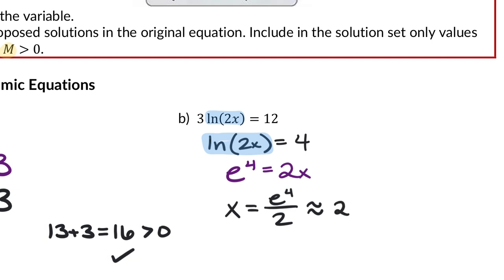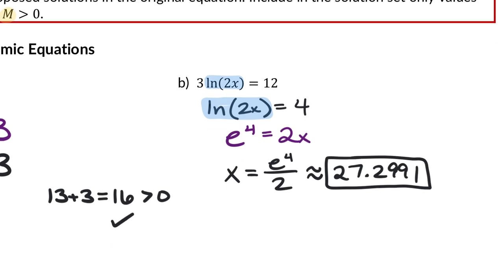We should get approximately 27.2991. Is that what y'all got? Fabulous. However, we have to check it. We are checking this by plugging it into just the inside part. Again, just the inside is what we're checking. So we do 2 times 27.2991, which is going to be 54.5982. Is that greater than 0? Yeah, so we're good. There will be times when the answer you get is not, so we always have to check our work just in case.